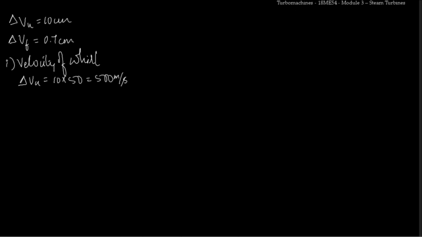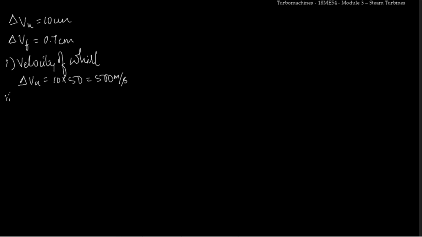Now I have taken the value of delta VU as 10 centimeter and delta VF as 0.7 centimeter from the previous page where we constructed the velocity diagram and measured the values. Now the first thing which we have to calculate is the velocity of whirl. Velocity of whirl is nothing but the change in the tangential component of the absolute velocity from inlet to outlet, that is delta VU, which is equal to 10 centimeter, multiplied by the scale, that is 50, so we will get it as 500 meter per second.